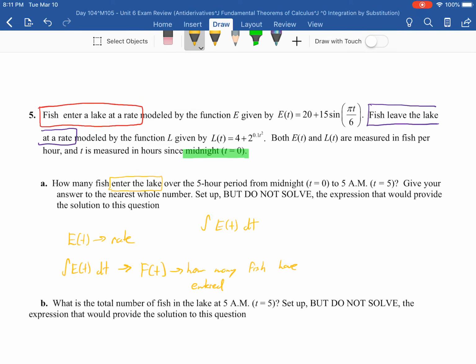And we're told we want to find how many fish enter the lake from midnight to 5 a.m. So it actually tells us the t-value, so 0 to 5. And that's going to be your setup. So you're taking the integral of e of t from 0 to 5. And that's going to give us our answer.